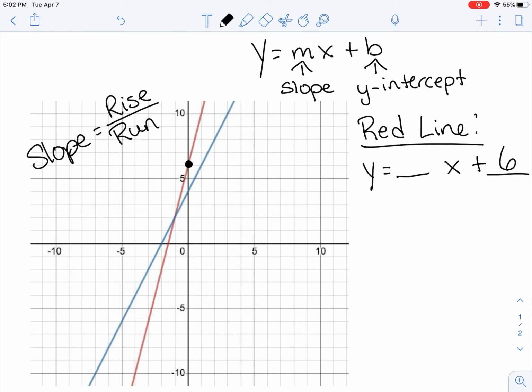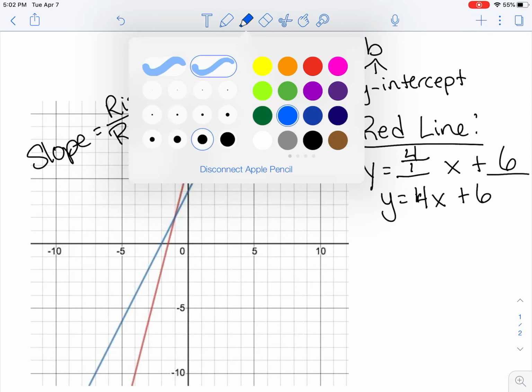Slope is our rise over run. So from here to our next point, which I found one right here, you have to count how many steps up you went and how many steps over. So I went up 1, 2, 3, 4. So 4. And I went over 1. So 4 over 1, which I can just rewrite as y equals 4x plus 6 for my red line.